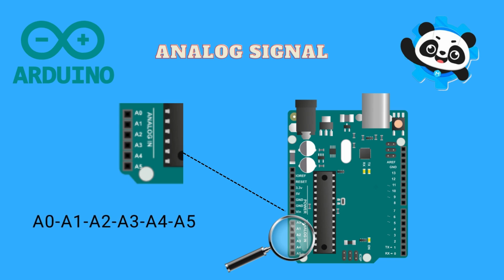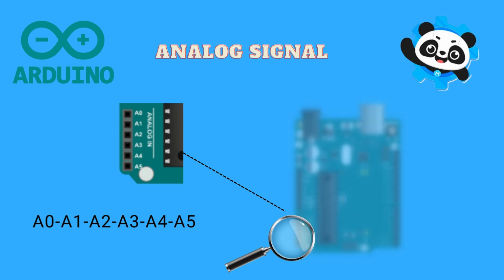These pins are labeled with the letter A followed by a number, and they can be used to read analog signals such as those from sensors or potentiometers. These analog signals can then be processed and used to control devices or perform other functions in your project.